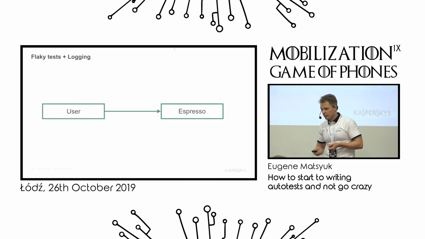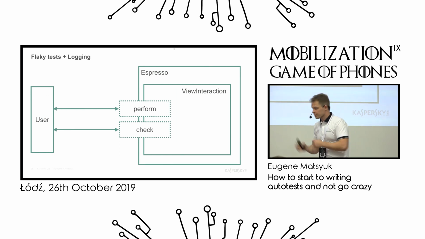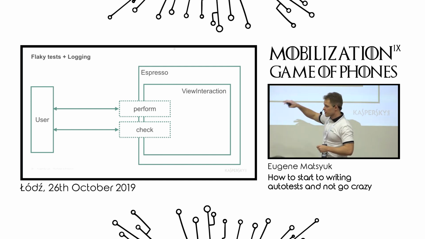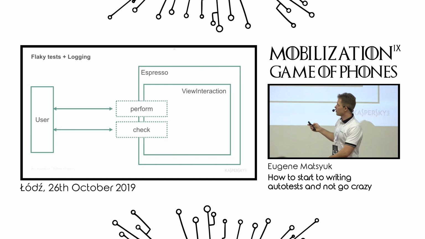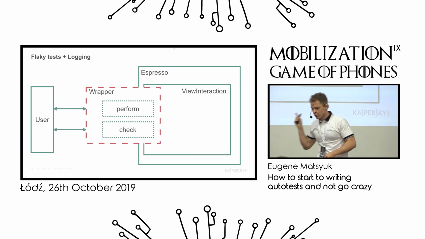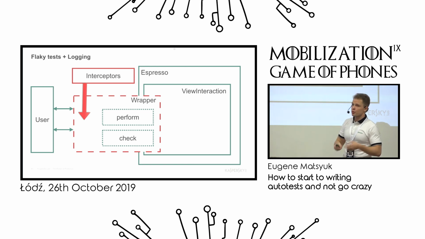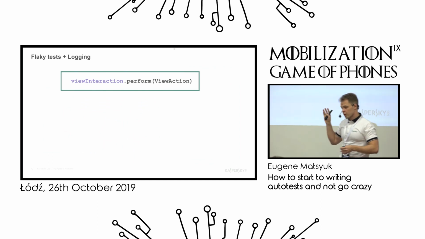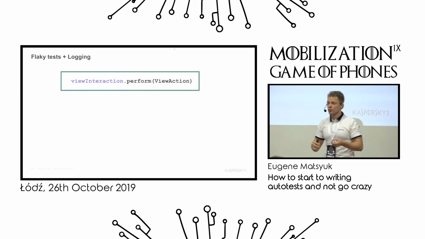So let's recall our initial scheme. And this scheme, with all we have discussed now, is transforming into this scheme. And as you can notice, the obtained scheme suggests wrapping the perform and check methods to manage entire Espresso like this. And this wrapper, this new layer, is an ideal candidate to put our interceptors. And now we can implement two kinds of interceptors to manage Espresso. What are these interceptors? So please pay attention to the next slides. We shall now focus on the ViewInteraction perform method, but all we are going to discuss is absolutely identical to the ViewInteraction check method.